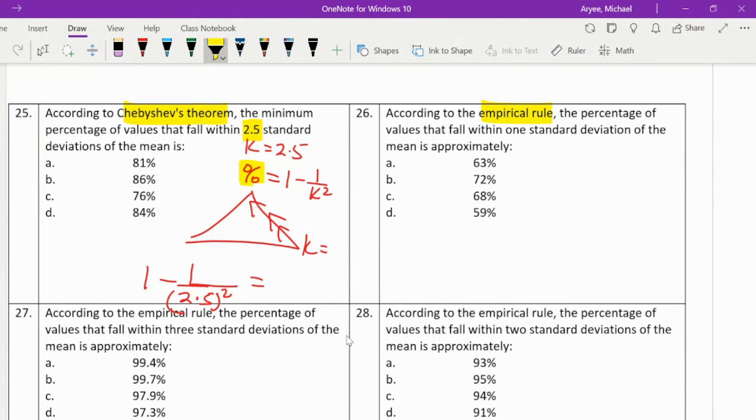Empirical, and then they say 1 standard deviation. Empirical is 68, 95, 99.7. This is K equals 1, K equals 2, K equals 3. So that would be 68%.